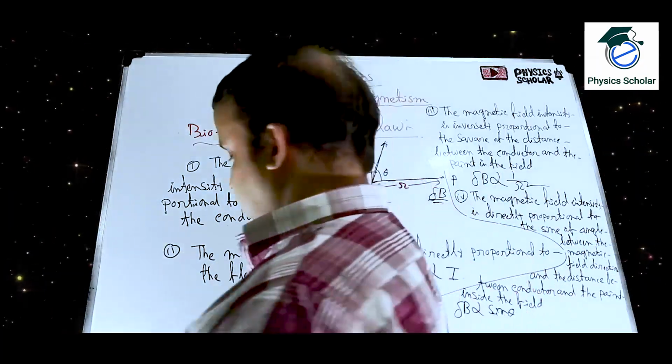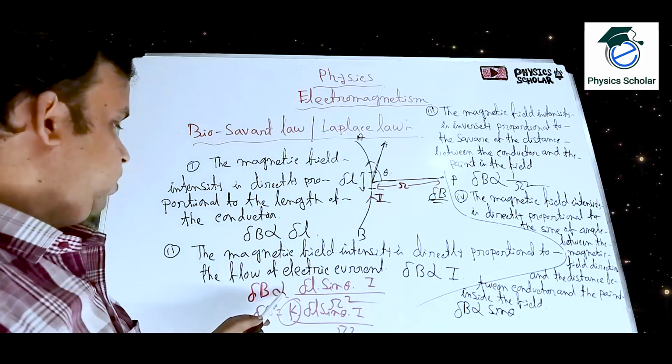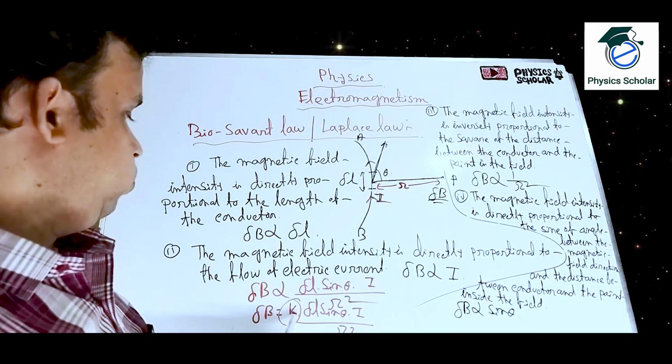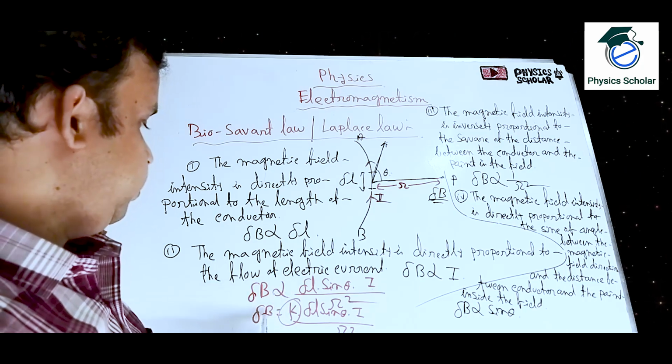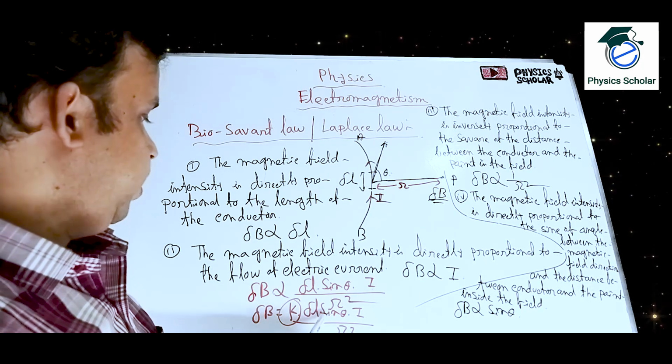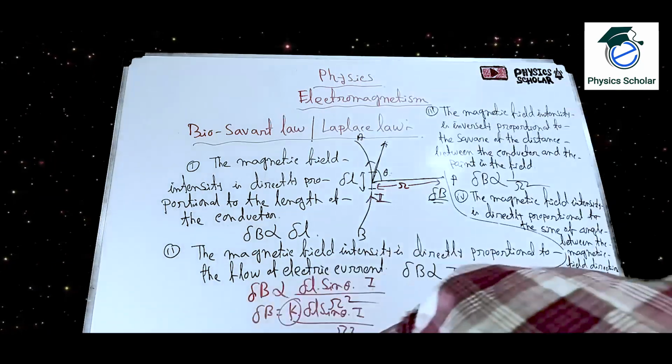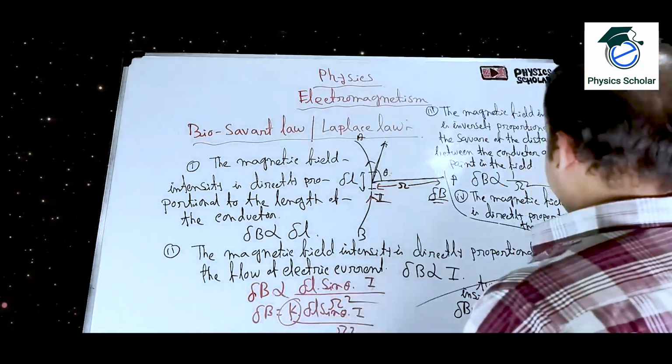So now what we can write? Delta B is proportional to delta L sine theta into I. So delta B is equal to K into, we are omitting the various sign, K into delta L I into sine theta by R square. So K is a constant. Clear? So this is known as the Biot-Savart law.